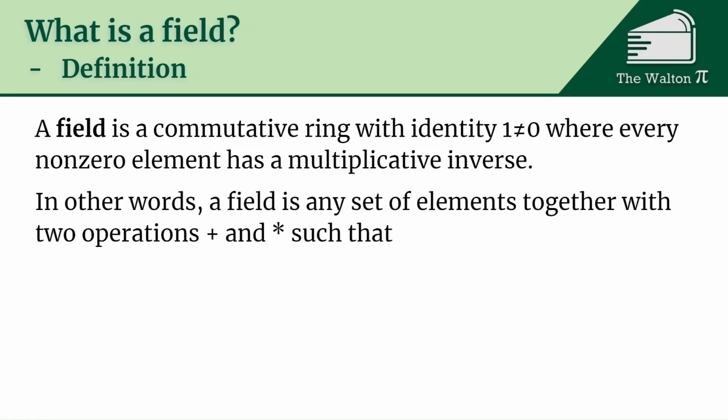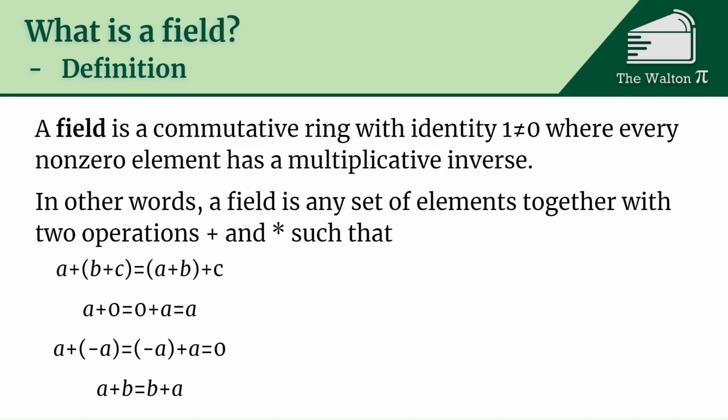So in other words, a field is any set of elements together with two operations, addition and multiplication, such that we have the following properties. First, we have (a + b) + c = a + (b + c), a + 0 = 0 + a = a, a + (-a) = (-a) + a = 0, and then a + b = b + a. That makes this a group.